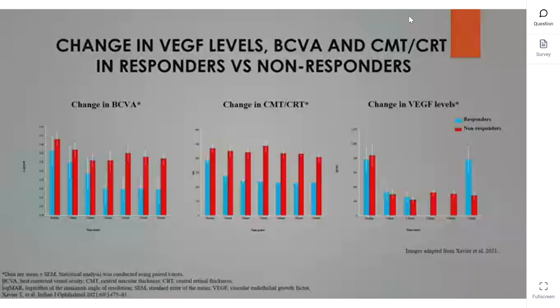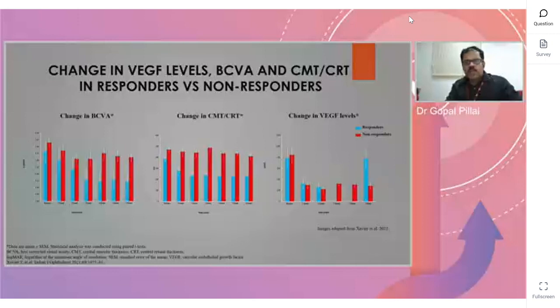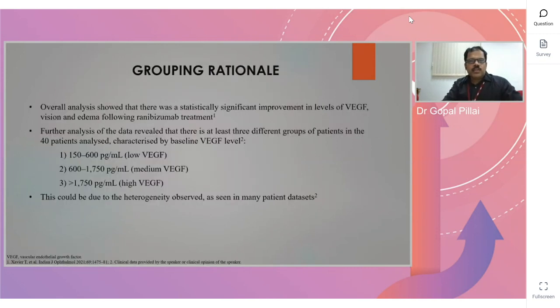So what does this tell us? This tells us that the patients who are non-responders are not becoming non-responders because their VEGF levels don't fall down. It is because of some other factors. And those other factors are the things that we are going to look at.